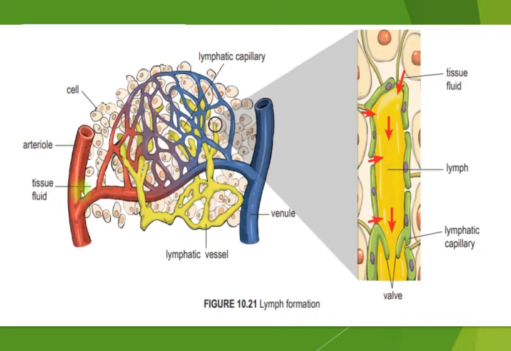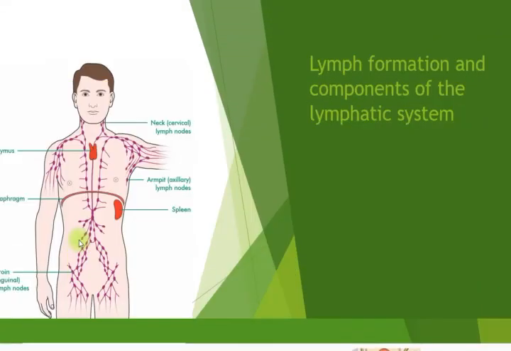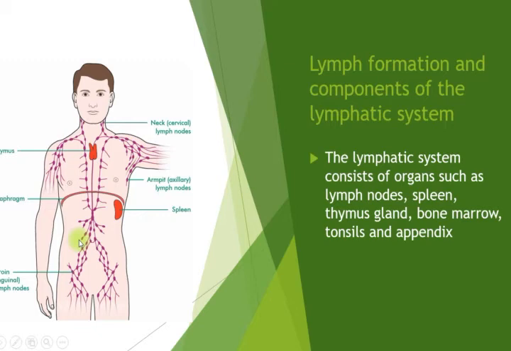Next we go to the structure of all the components of the lymphatic system. The lymphatic system consists of organs such as lymph node, spleen, thymus gland, bone marrow, tonsil, and also appendix. All of these are organs of the lymphatic system. If you can see the nodes here, these round lumps are all lymph nodes.